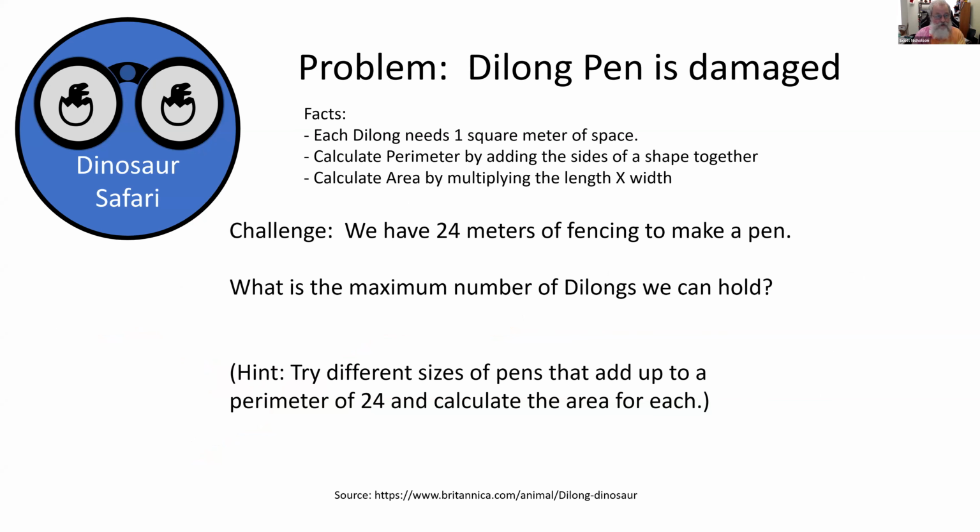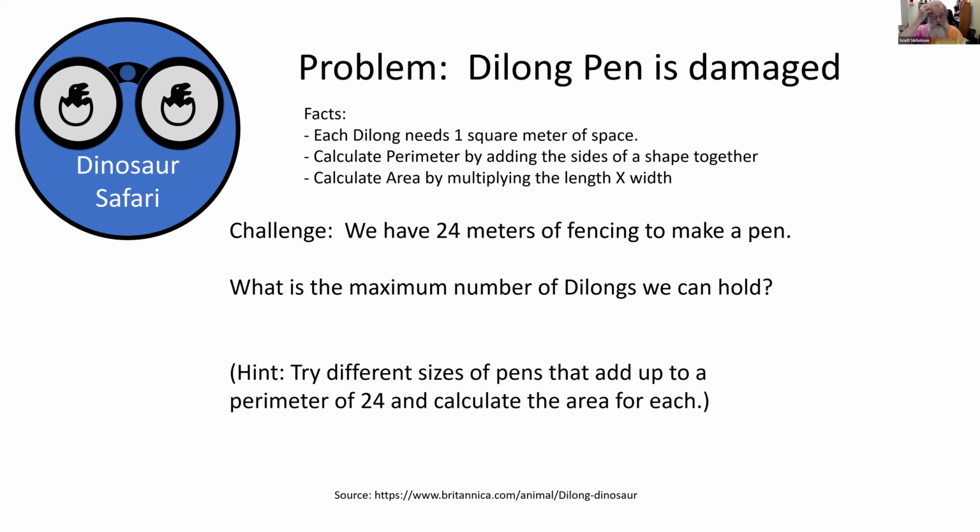Now, as a reminder, to calculate the perimeter of something, you add up the length of all the sides. So if you have a rectangle and you want to figure out the perimeter, you add up the length of the 4 sides. If you want to calculate the area of a rectangle, you multiply the length times the width of that rectangle. Those are the 2 things you need to remember. Now, each D-long needs 1 square meter of space.